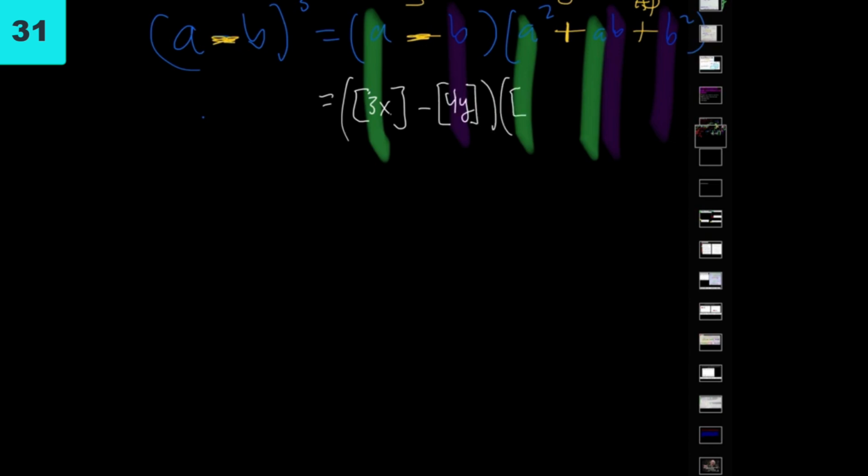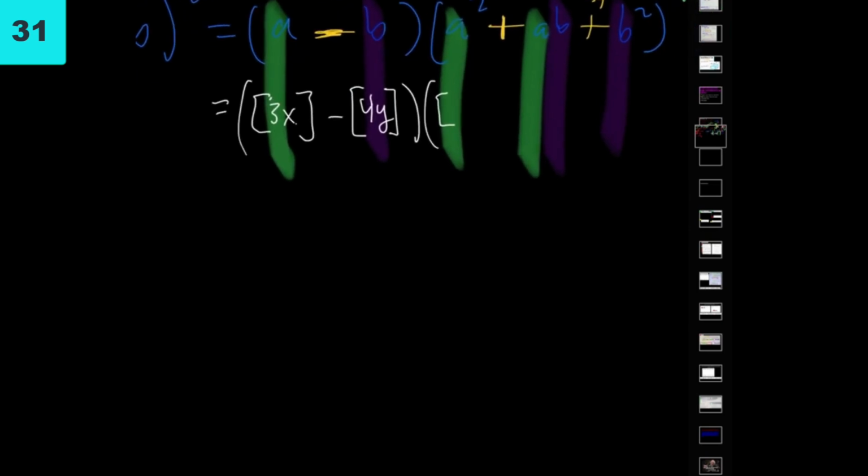A value inside a bracket, 3x squared. Notice every substitution has the grouping symbol there. The a value is 3x. B value is 4y. And the b value is 4y. And don't forget the power of 2.